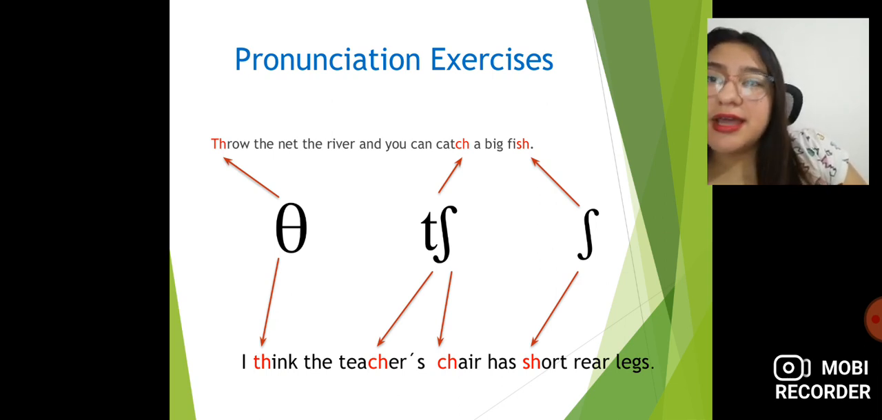Other exercise: I think the teacher share a short real lips. The teacher's chair, the short real lips.